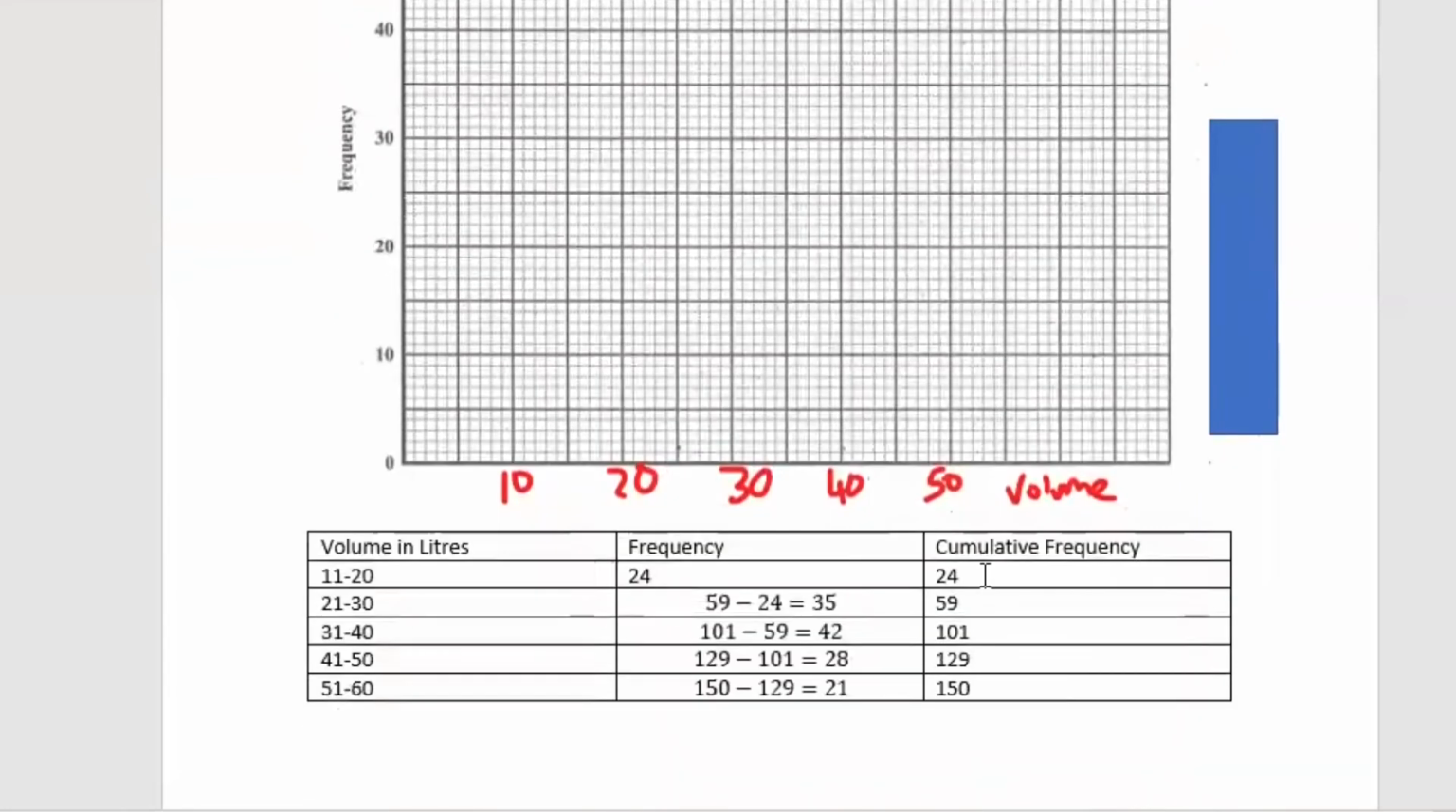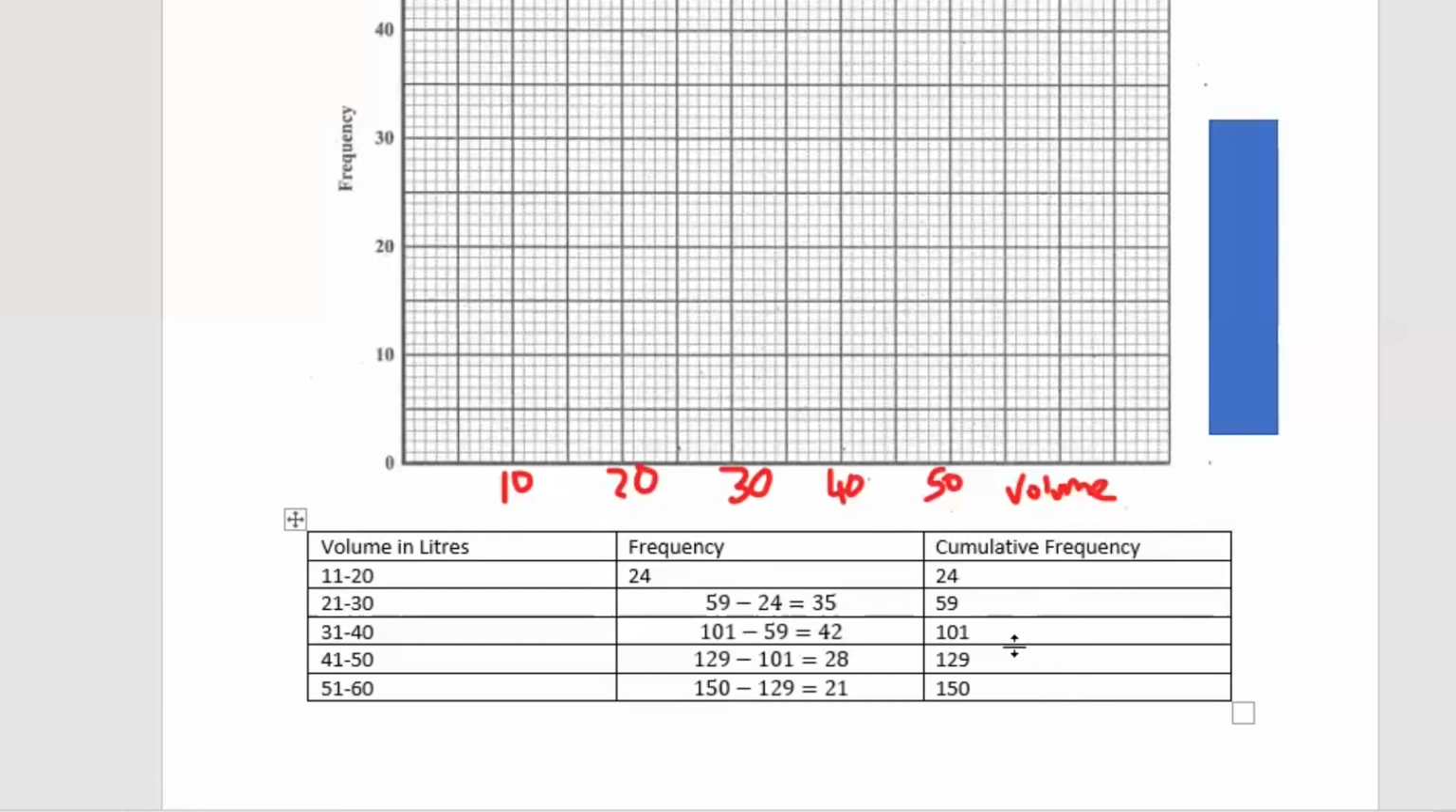So we know that the first cumulative frequency is always equal to the frequency of the first group. So the frequency for the first group is 24. And then to get the other frequencies, as we had done in 2 questions above, you're always subtracting the previous cumulative frequency from the current one. So it is 59 minus 24 to give us 35, 101 minus 59 to give us a frequency for this class of 42. And for this class of 41 to 50, the frequency would be 129 minus 101 to give us 28. And the frequency for the last class is 21, which is 150 minus 129.